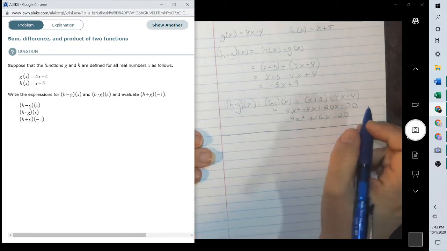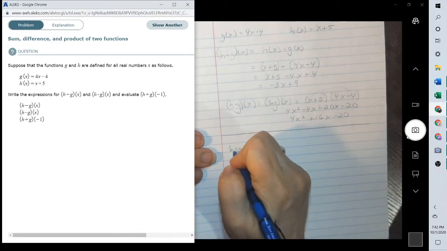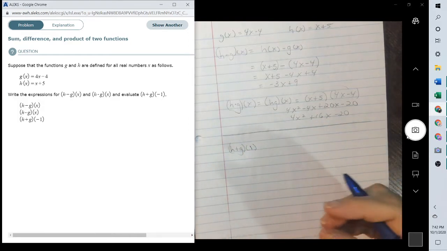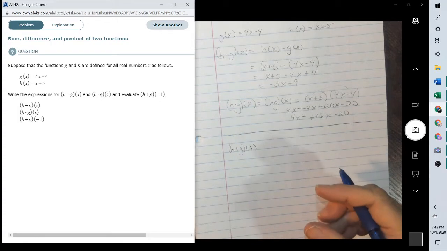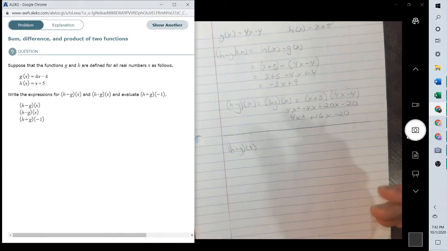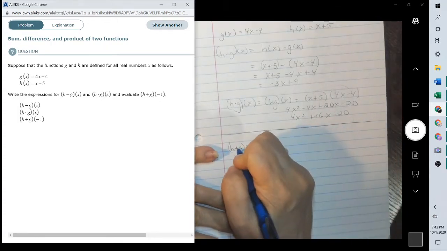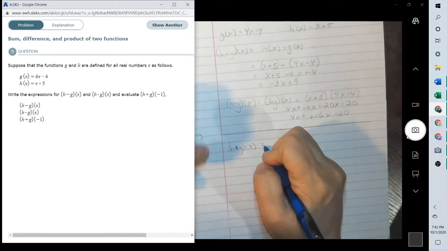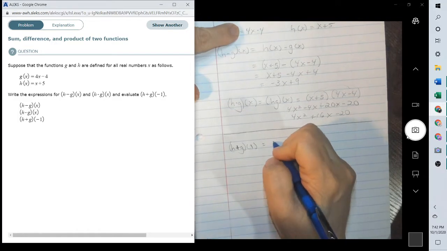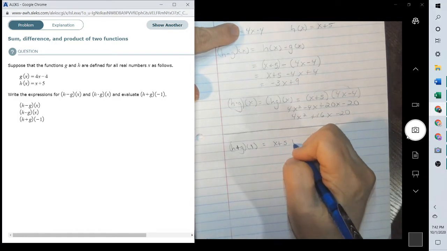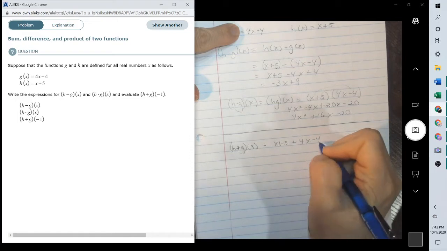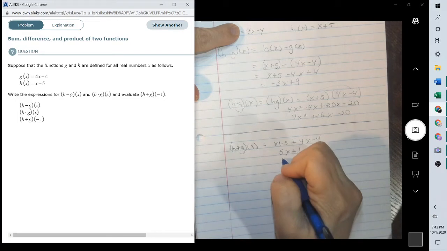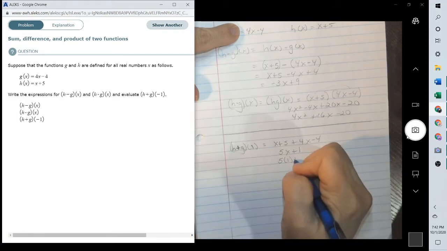The last one, they're giving us a number to plug in. Now you could plug the number into both of them first and then multiply them, or you can find it first and then plug in the 1. Either one. And you wouldn't multiply though. This one wants you to add them. So h is x plus 5 and g is 4x minus 4. Combining, we have 5x plus 1, and then plug the 1 in from here.